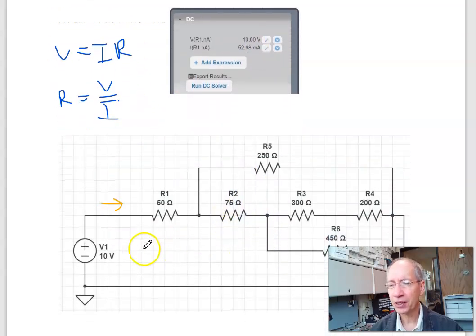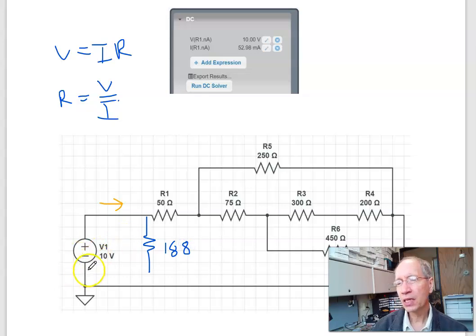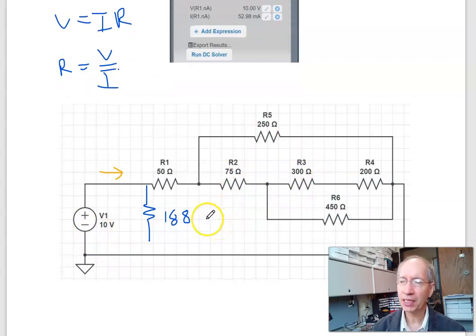So all this together, it looks like 188 ohms. The 10 volt source doesn't know, it doesn't care how you generate 188 ohms. It could be a single 188 ohm resistor, could be this network, could be something else. All it sees is when I apply 10 volts, it draws 52 milliamps.